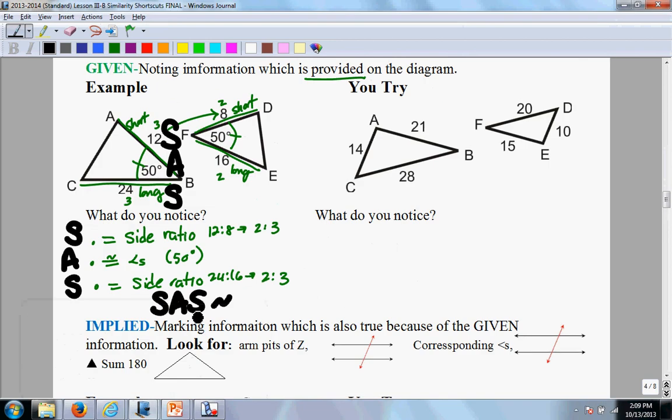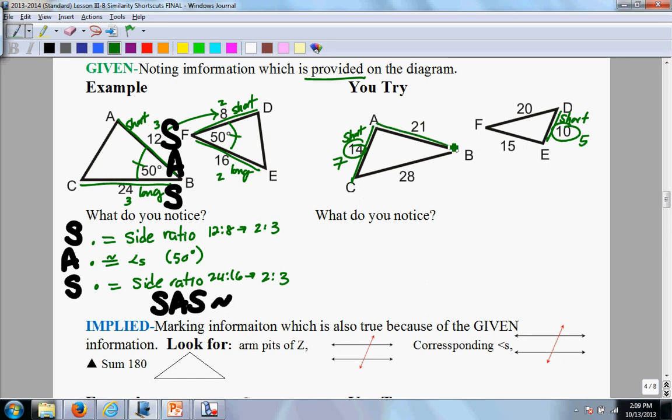Let's see what you documented. Again, you're just making note of given information. So here, the given information is, we find the short side here. I'm just going to write S for short. And then we come over here, the short side here, and we compare. 2 goes in here 7 times. 2 goes in there 5 times.